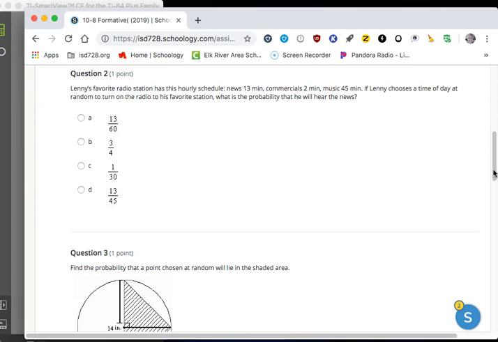Well, if I'm thinking about this probability that he's going to hear news, the total, okay, I'm looking at probability hear news. Now I can hear news for 13 minutes throughout the 60 minutes. So I can hear news for 13 minutes out of the total 60 minutes. And that's really what we're looking for. So 13 out of 60.